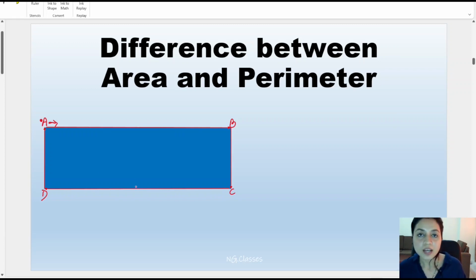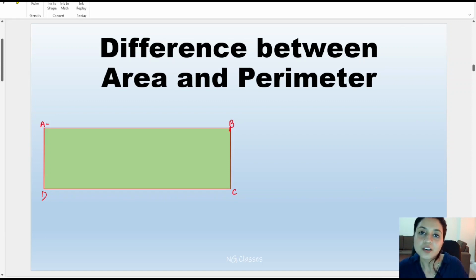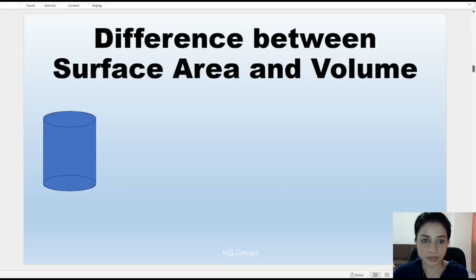Now, what's area? Area means the space enclosed by the boundary line. This enclosed means covered by the boundary line. Now let's say we want to do gardening on this rectangular plot ABCD. So let's do the gardening. So can you see our green color garden? Yes, that's the area of this rectangular plot ABCD.